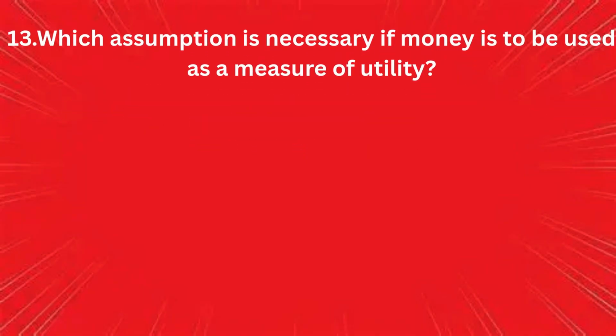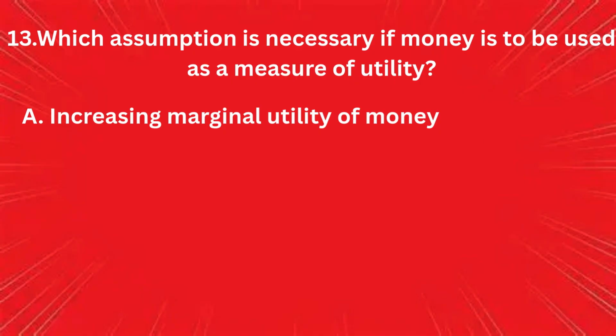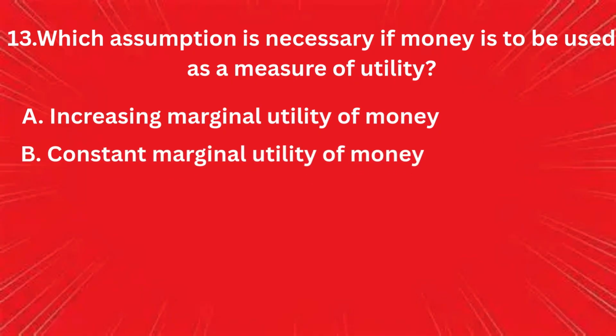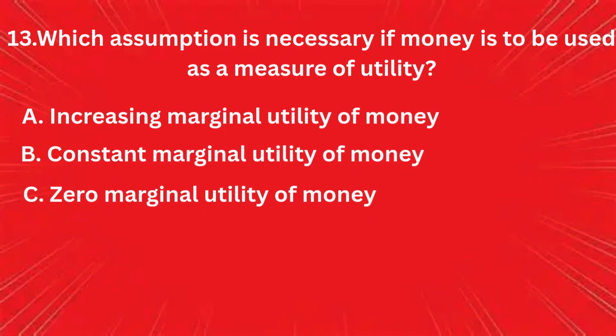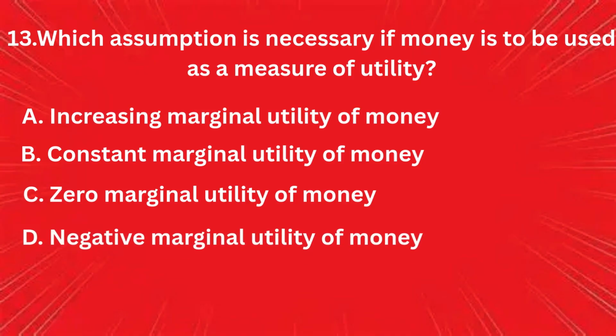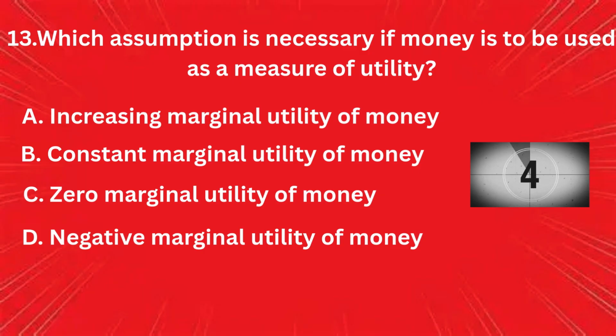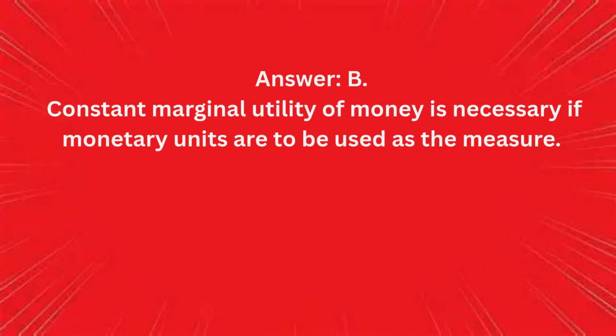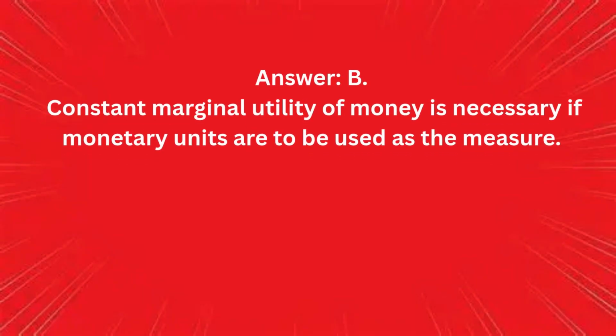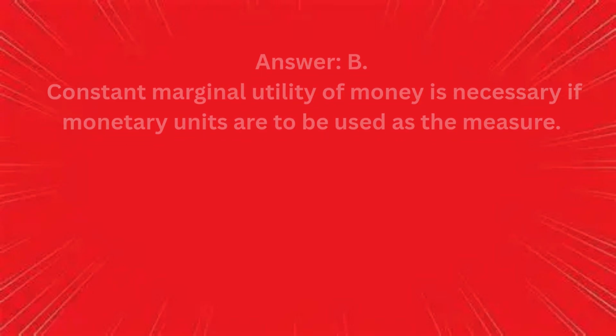13. Which assumption is necessary if money is to be used as a measure of utility? A. Increasing marginal utility of money. B. Constant marginal utility of money. C. Zero marginal utility of money. D. Negative marginal utility of money. Answer. B. Constant marginal utility of money is necessary if monetary units are to be used as the measure.